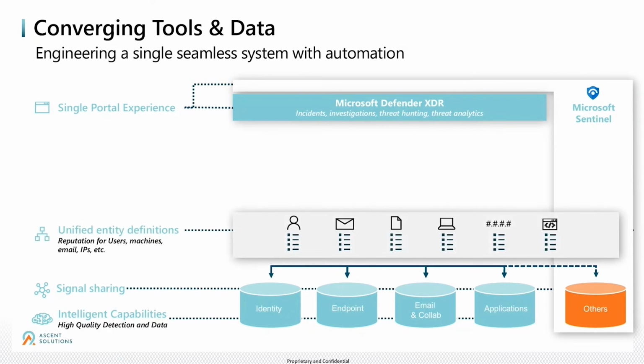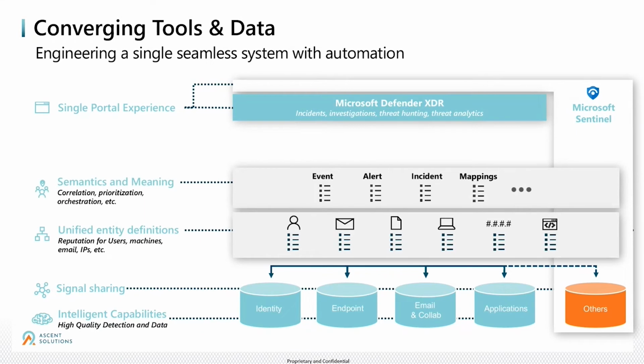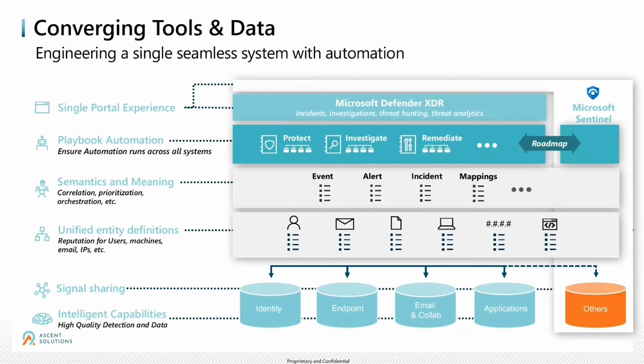Then we try to have an entity definition such that an IP address for an email is an IP address in the context of endpoint and in the context of cloud. So really trying to unify the entity definition, and another step is trying to have the same semantics and meaning. You will see we try at least to have the events, the alerts, and the incidents all mapped similarly in those different capabilities. So now we have different products that are sharing data, and we try to unify the entity definition.